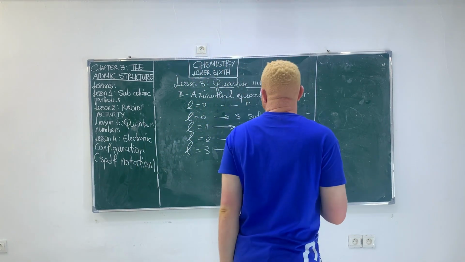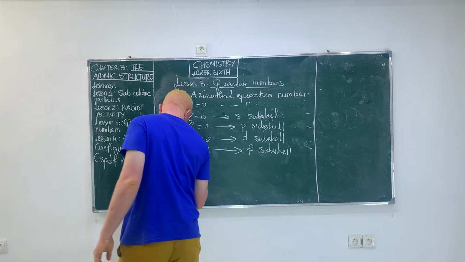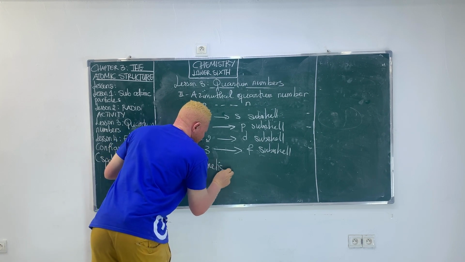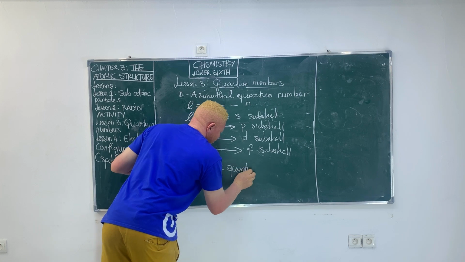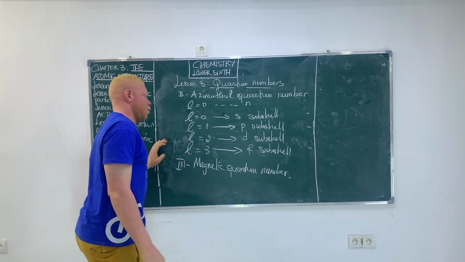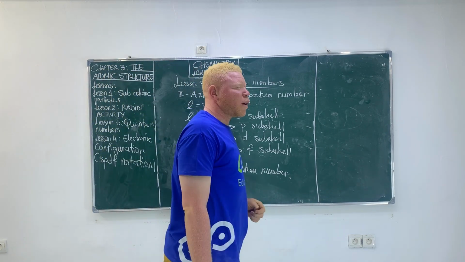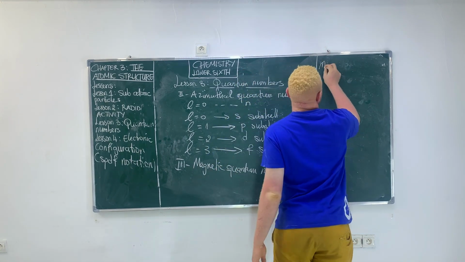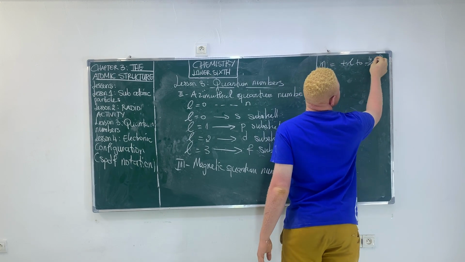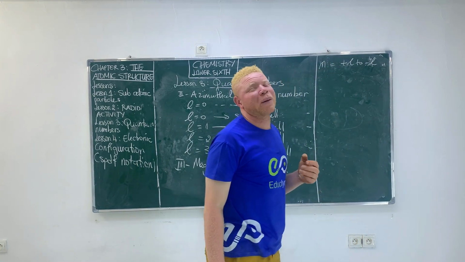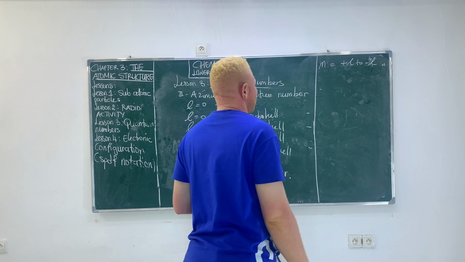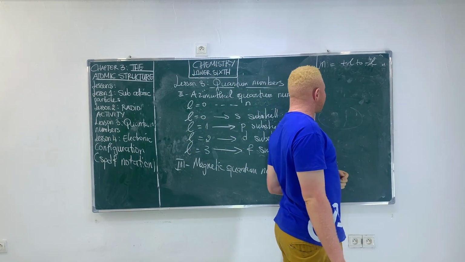The magnetic quantum number is given by m, where m equals plus l to minus l. So the magnetic quantum number depends on the azimuthal quantum number. It has a range of values, and that range is from plus l to minus l.